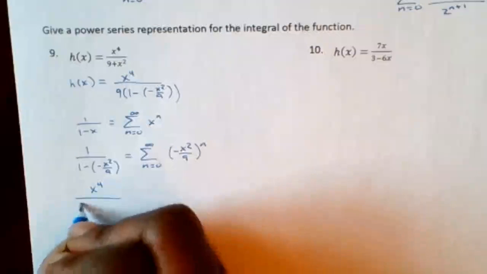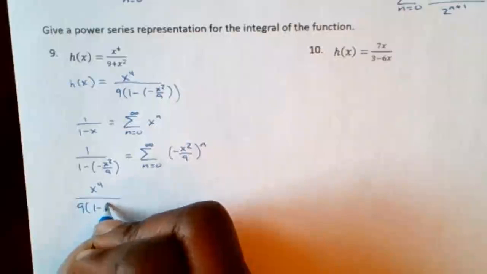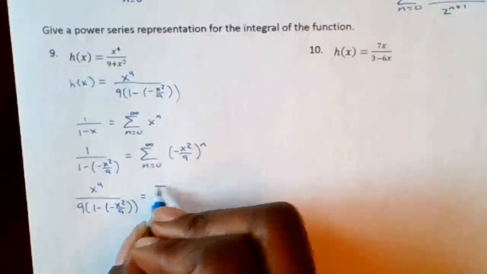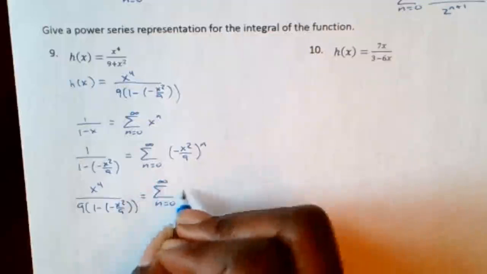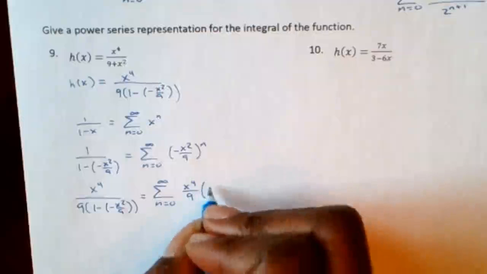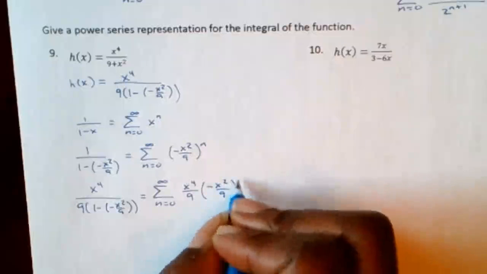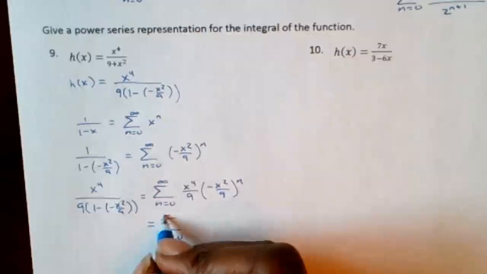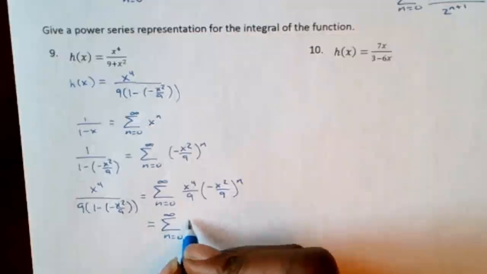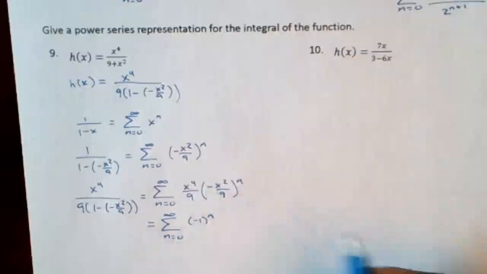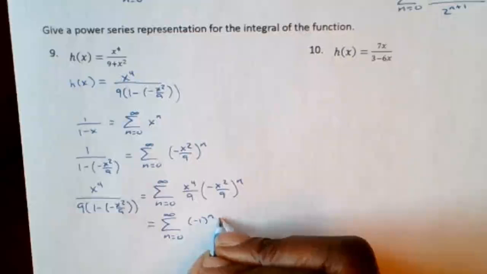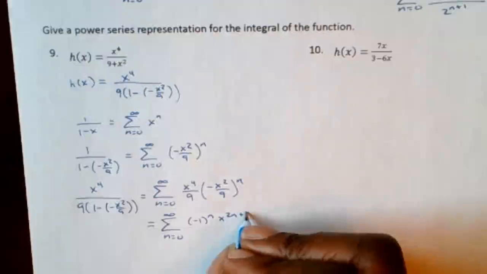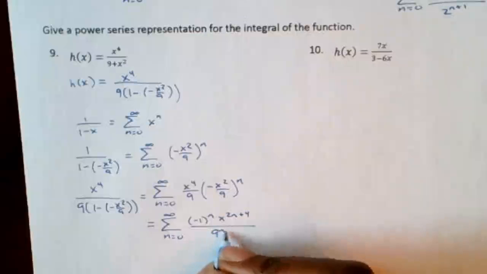So I have x to the 4th over 9 times 1 over 1 minus negative x squared over 9, and that's just going to give me the sum n equals 0 to infinity, x to the 4th over 9 times negative x squared over 9 to the n. And then rewriting that to look more like a power series, I'm going to have negative 1 to the n from the top, and then x to the 2n plus 4 over 9 to the n plus 1.